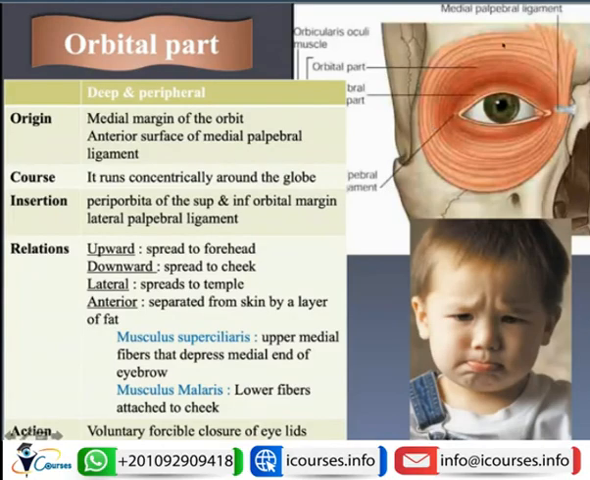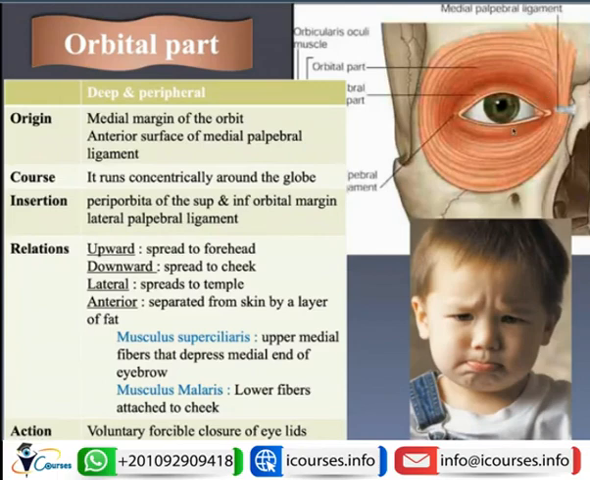So what are the relations? The orbital part of the orbicularis oculi spreads upward to the forehead, downward to the cheek and laterally to the temple, and it is covered anteriorly by the skin. As you remember from the first slides, we said that we have the layers of the lid: skin, subcutaneous tissue, then the muscle. What is the muscle? It is the orbicularis oculi. So the orbicularis oculi will be just beneath the skin, separated by a layer of fat in the orbital part, not in the palpebral part. And there are 2 muscles that form anterior relations to the muscle.